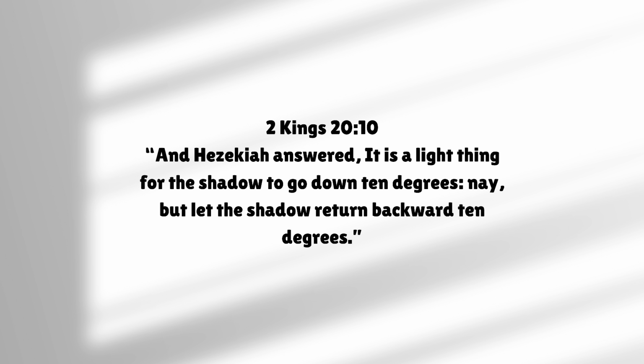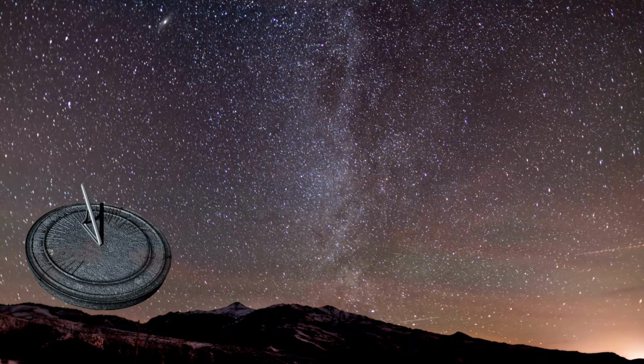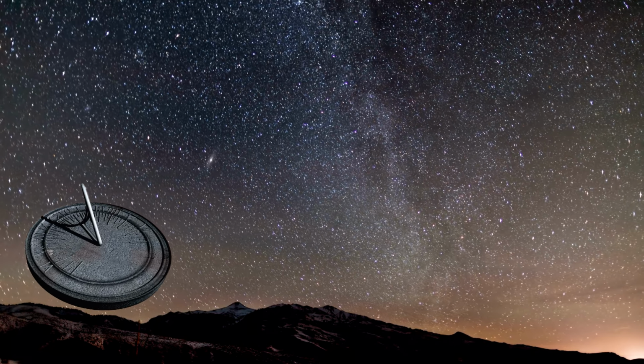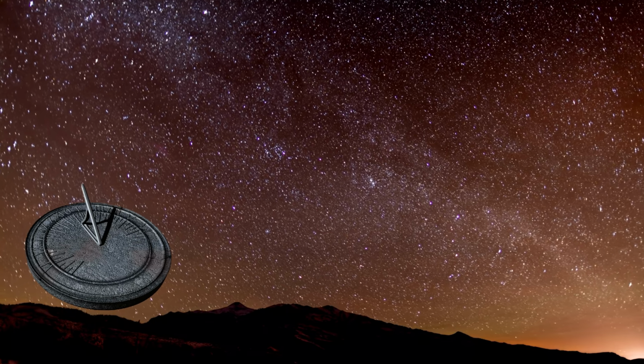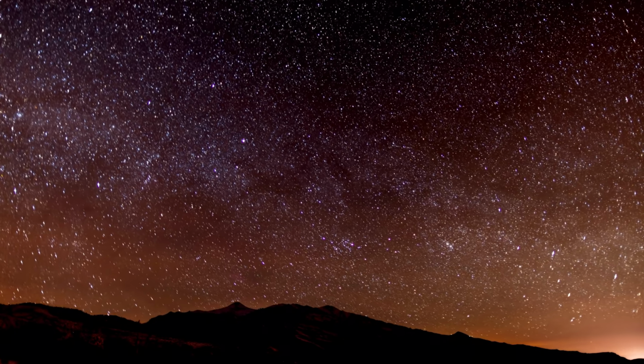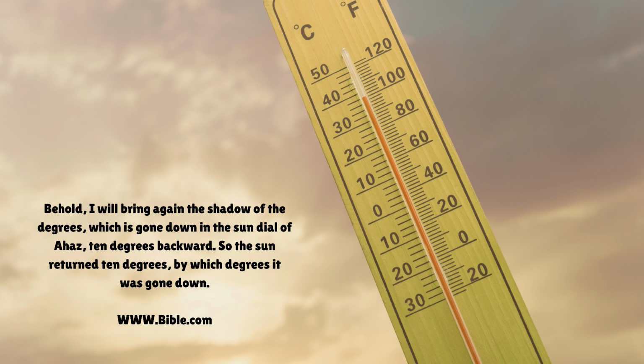I understand that there are a lot of mathematicians and engineers who will have a better understanding of what that means, but I was having a dickens of a time trying to figure that out. Now, I also looked at some of the different answers of other study teachers or ministers alike, and it said, "Behold, I will bring again the shadow of the degrees, which is gone down in the sundial of Ahaz, 10 degrees backwards." So the sun returned 10 degrees, by which degrees it was gone down. So again, I'm wondering, what on earth is this 10 degrees?